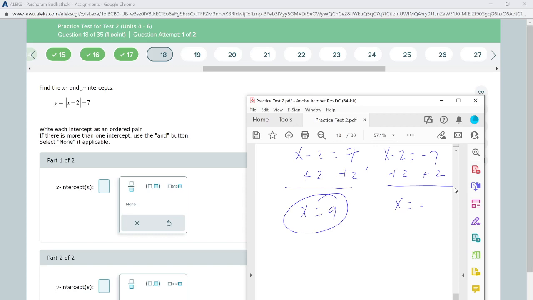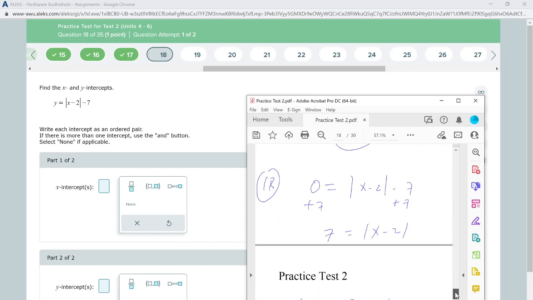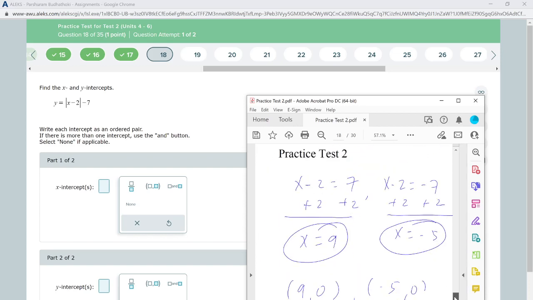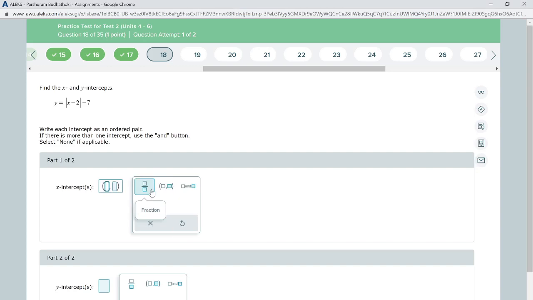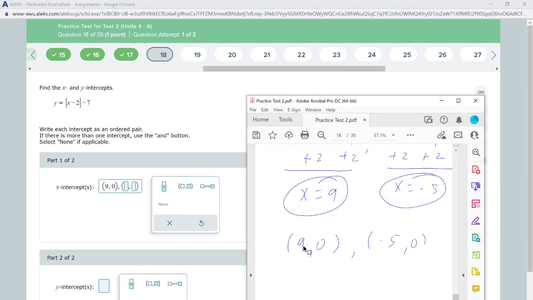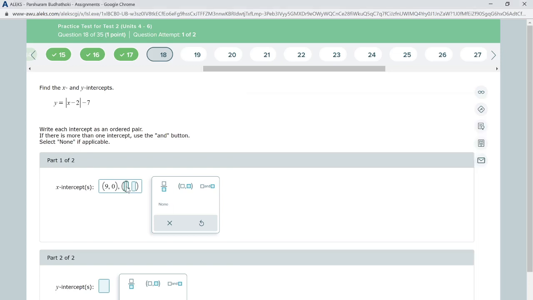But remember, the way we write the x-intercept as a complete x-intercept, 9 comma 0 and negative 5 comma 0, because we got this solution by plugging y equal to 0 in the given equation for finding the x-intercept. So 9 comma 0 and negative 5 comma 0.